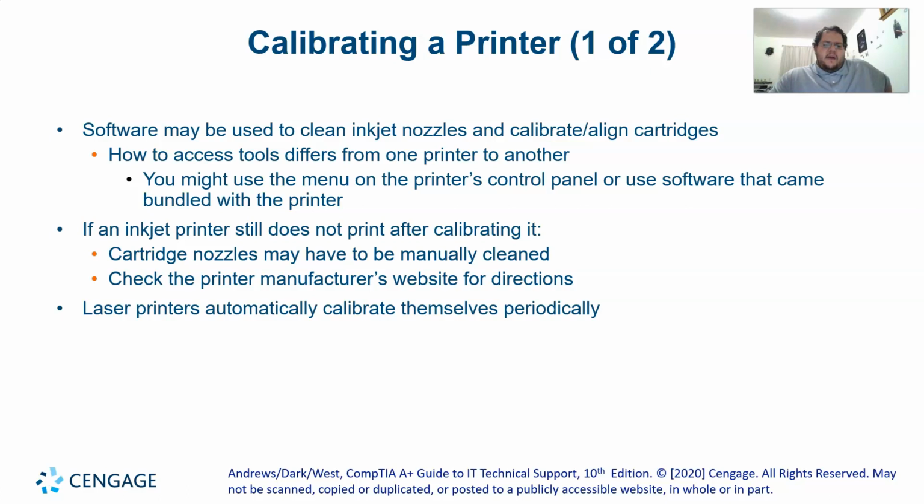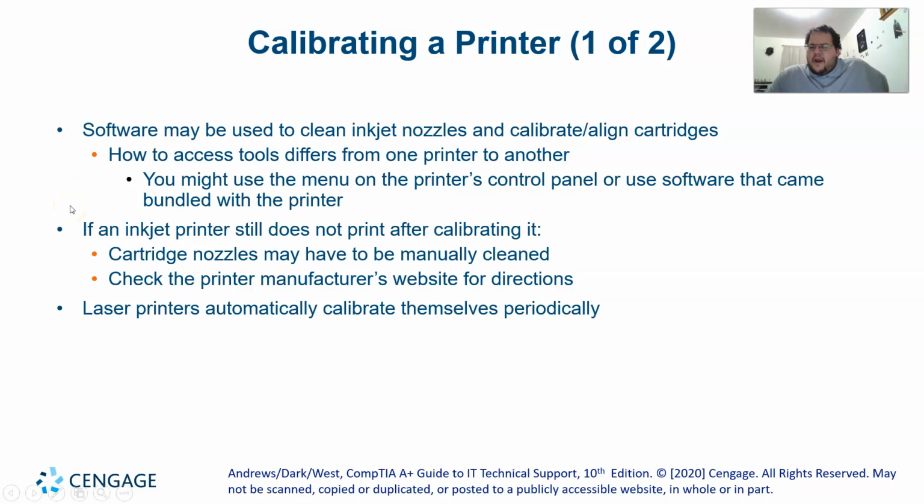With an inkjet, if it doesn't print after calibration, it may be the nozzle. Maybe you have to manually clean it and wipe down the little bottom of it. Maybe the ink got dried out in it. Check the manufacturer's website and see what's going on. Maybe it's a common issue where you have to hold the power button and another button to reset it.